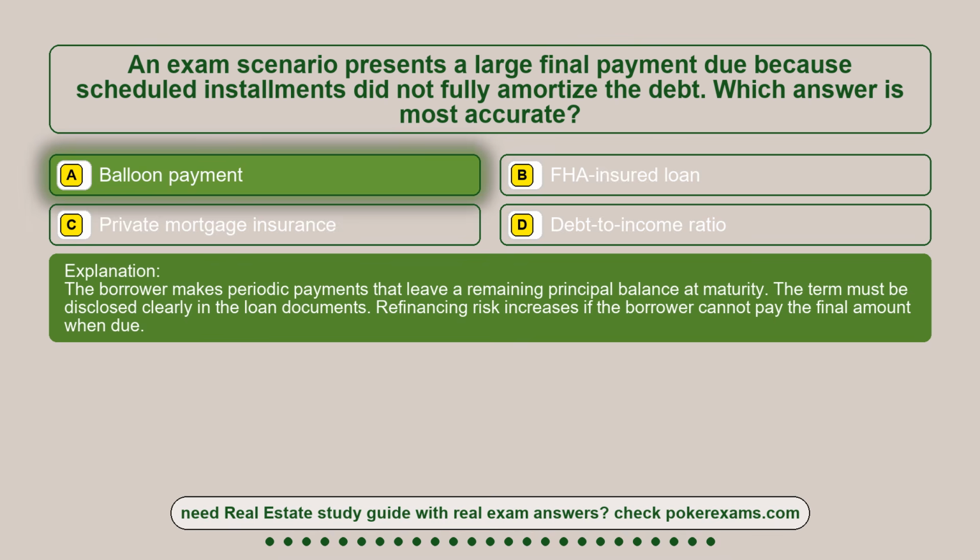The borrower makes periodic payments that leave a remaining principal balance at maturity. The term must be disclosed clearly in the loan documents. Refinancing risk increases if the borrower cannot pay the final amount when due.